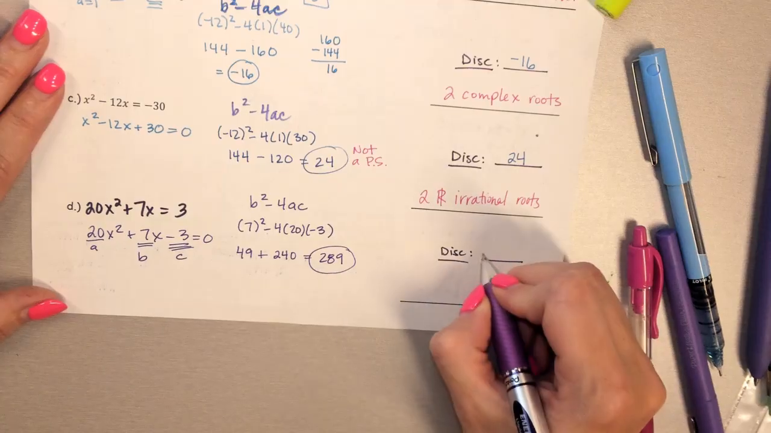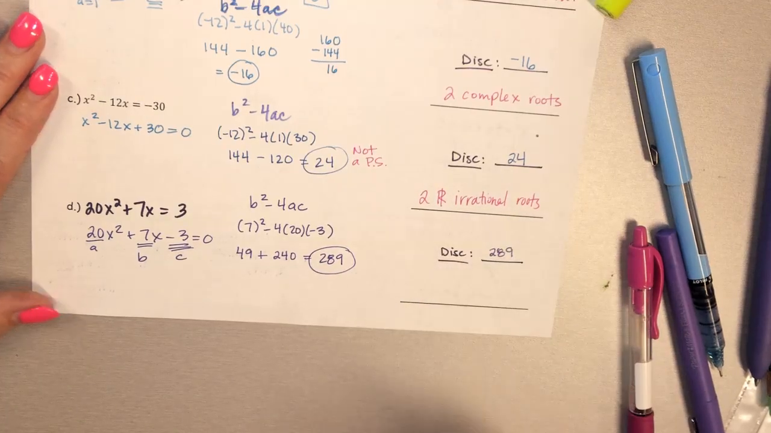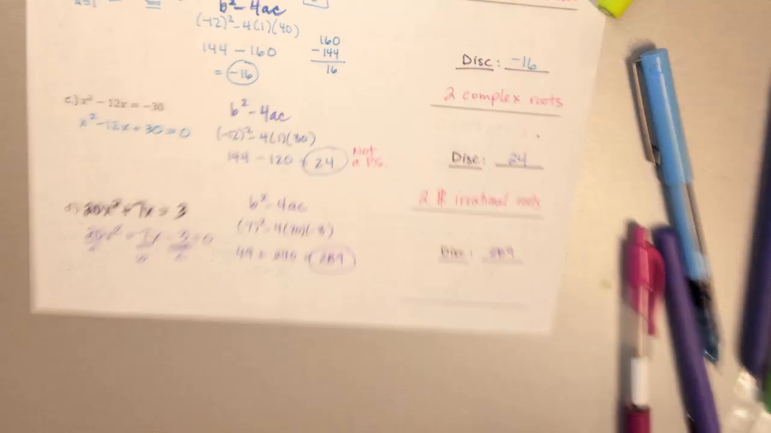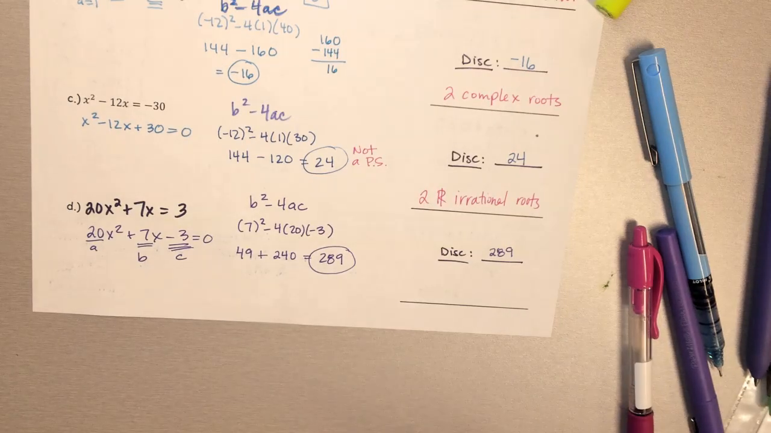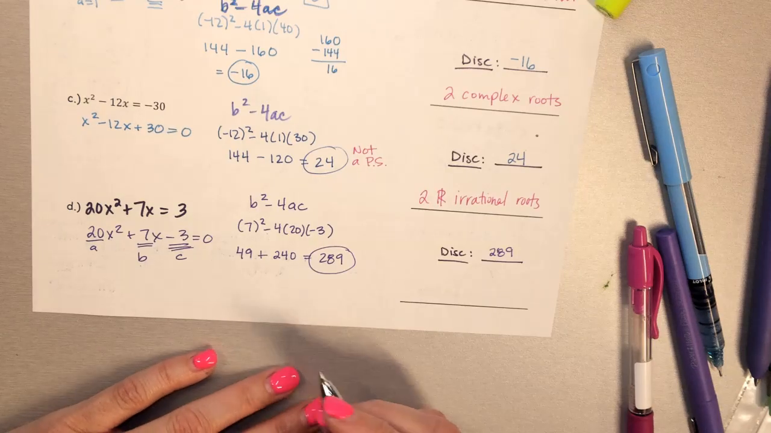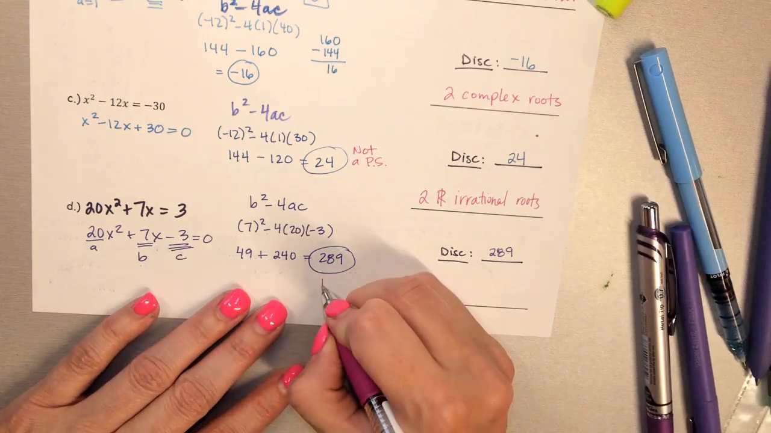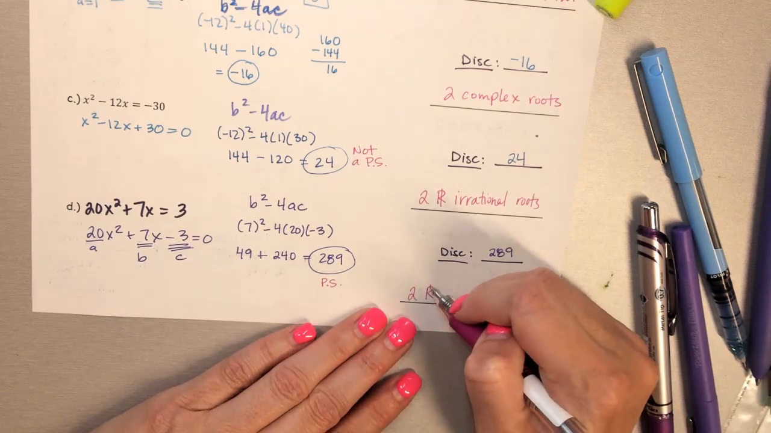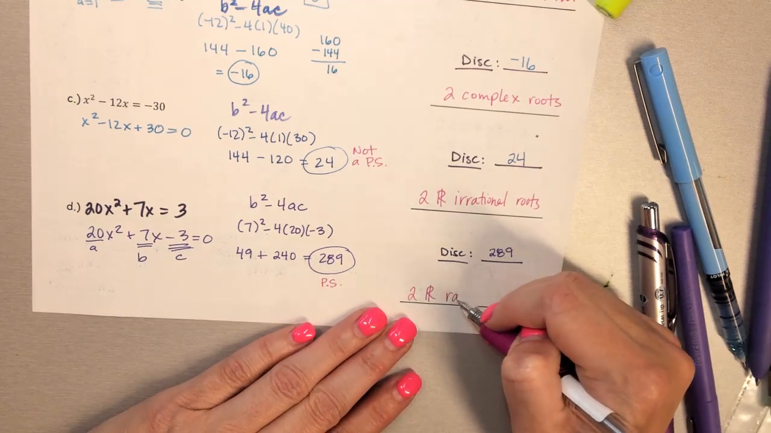So it's positive. We just have to think about, is that a perfect square or not? And when the numbers are big like this, if you want to double check that with your calculator, you can. If you take the square root of 289, is it a whole number? It is. What is it? 17. Yep, so it's a perfect square. So then it's 2 real rational roots.